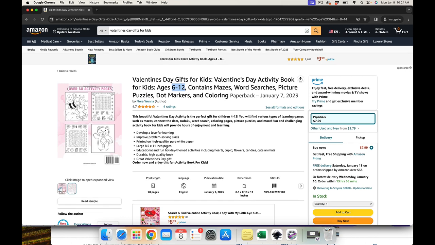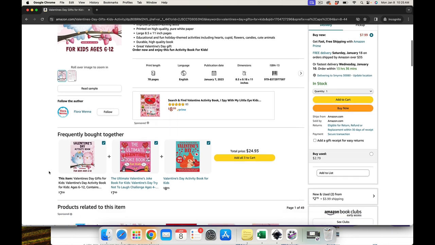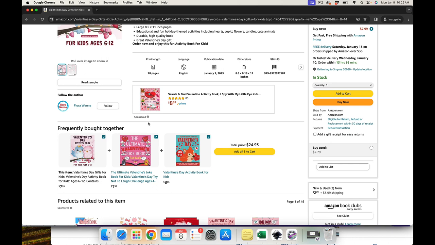So if you're keeping a notes section as you do this, Valentine's Day gifts for kids, activity book, a very popular book idea. And if we scroll down, we can see through sponsored items and frequently bought together recommendations that we can get some other ideas.